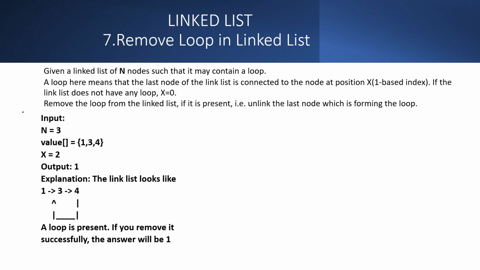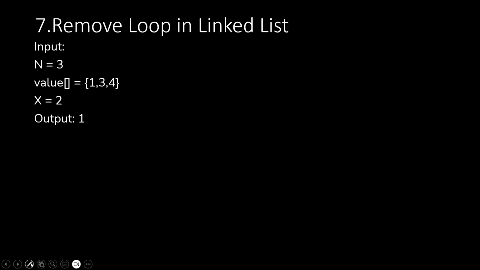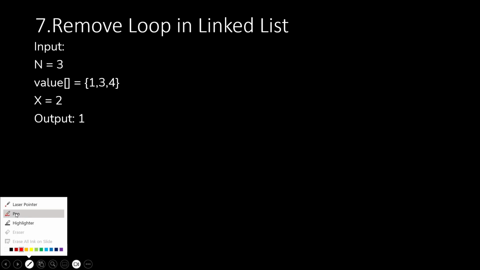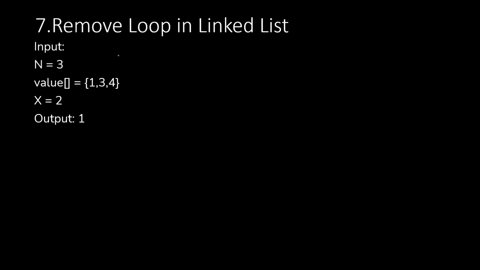Now let's go to the approach. Coming to the approach here, we have to understand the question first. In this question, it is saying we have to remove a loop in a linked list. The example given is 1, 3, and 4. This is the linked list that we have been given.